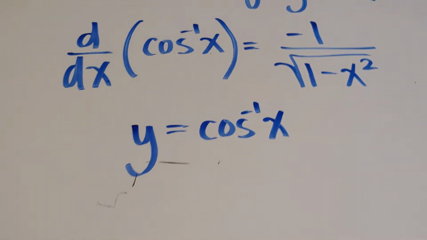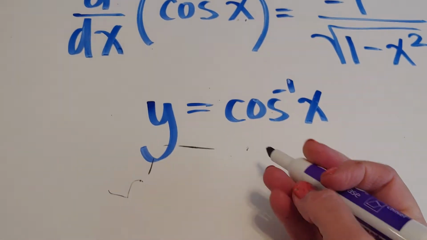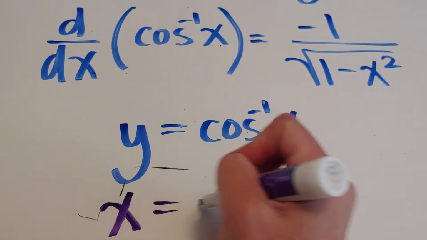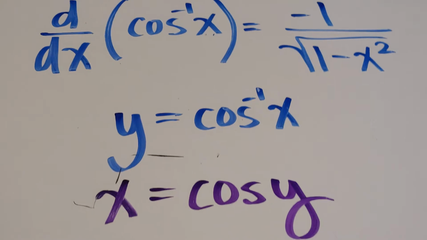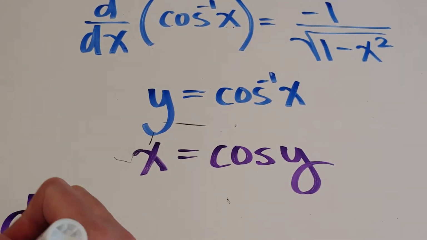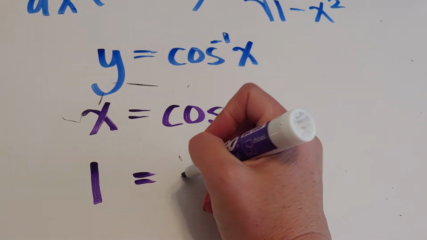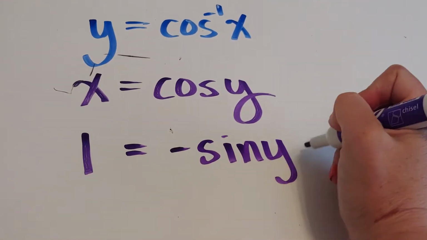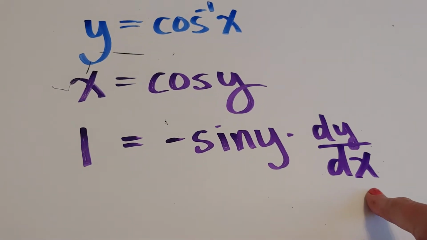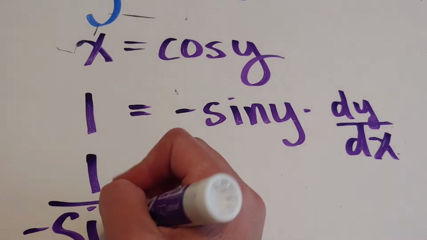So what we're going to do is use what we know about cosine, that this is the same thing as x equals the cosine of y. Now we're going to take the derivative with respect to x. So when I take the derivative with respect to x, I'm going to get a 1. The derivative of cosine is negative sine, and then a dy dx. And this is what I want to solve for, that dy dx. So I'm going to divide by negative sine y.